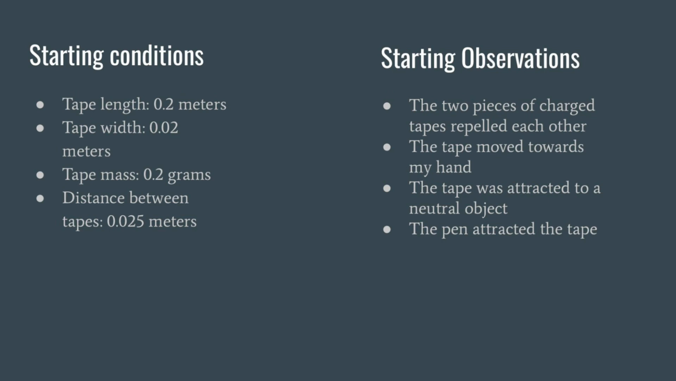Once I had confirmed that my tapes were charged correctly, some starting observations I had were the two pieces of charged tapes repelled each other, the tape moved towards my hand while it was hanging, the tape was attracted towards a neutral object, which I used a book, and the tape attracted the pen. Based on all these observations, I can conclude the tape was positively charged.